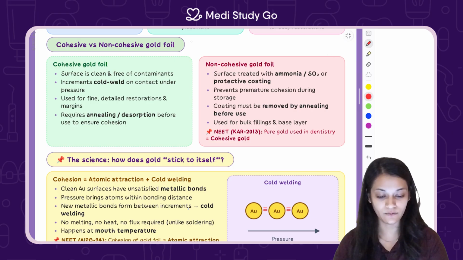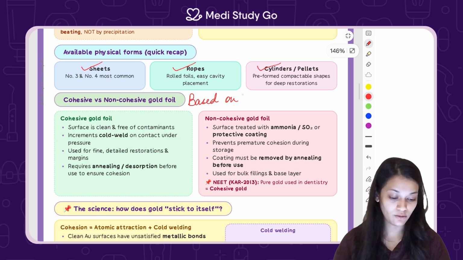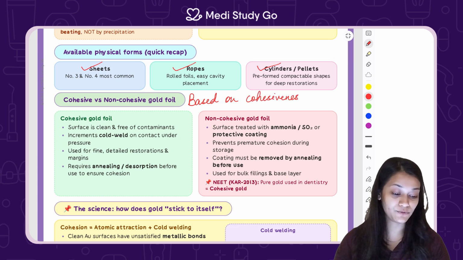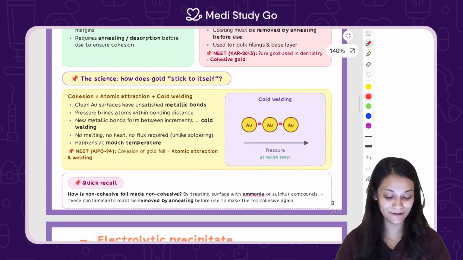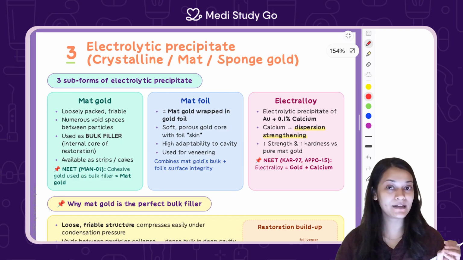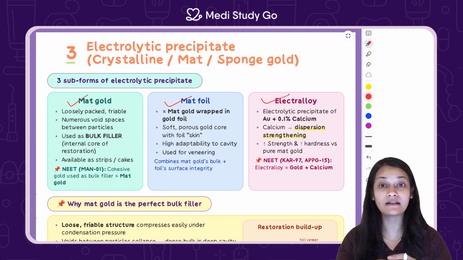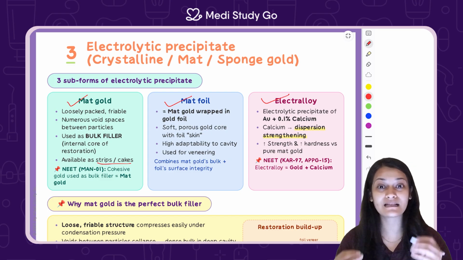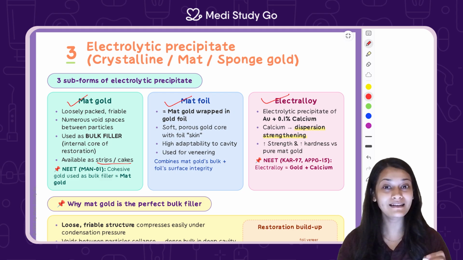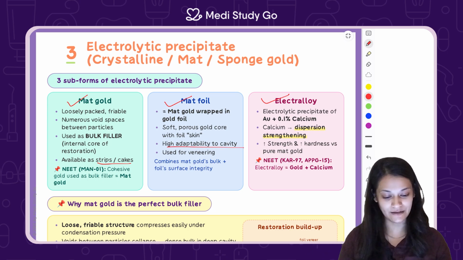Cohesive and non-cohesive. So now if I have to classify based on cohesiveness, I'll be using these two types of gold. Again, we are going to discuss this in detail when we talk about the mind map. And the electrolyte precipitate. It's basically these three types. Matte gold is something that's used to fill the bulk of it because it's going to be composed of strips, cakes, cylinders, ropes, everything. Foil, because of its thin nature, will be used as adaptable veneering. So I will just use it to layer it out.